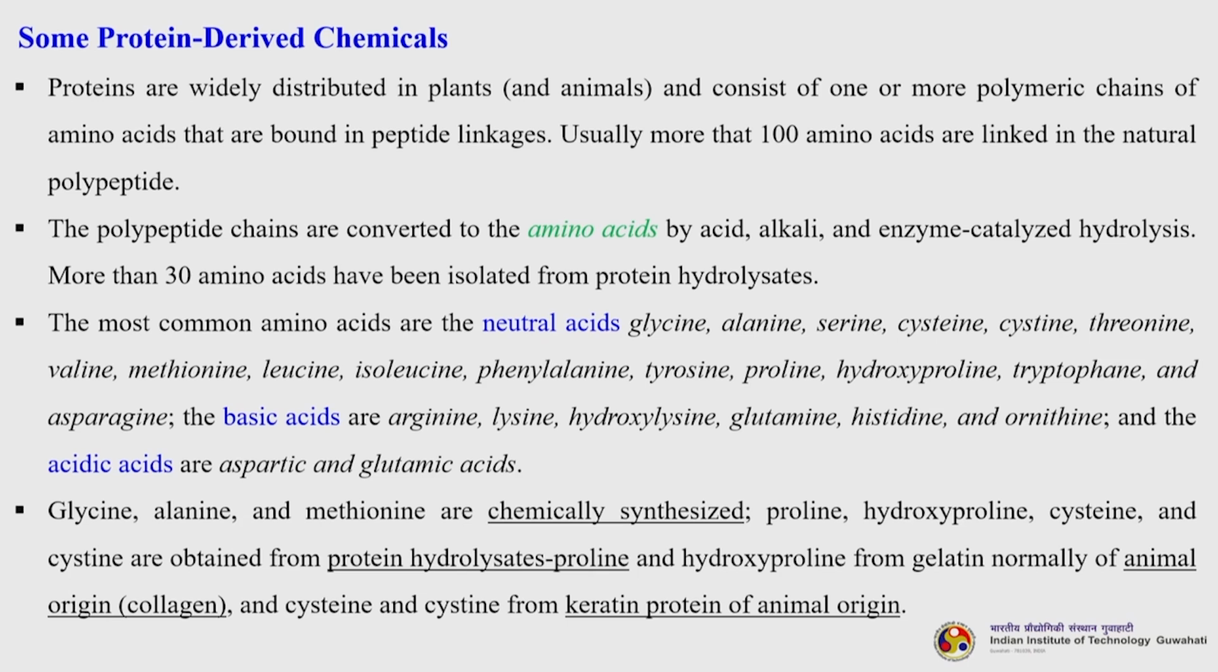The basic amino acids include arginine, lysine, hydroxylysine, glutamine, histidine and ornithine, and the acidic amino acids are aspartic and glutamic acids. Glycine, alanine and methionine are chemically synthesized. Proline, hydroxyproline, cystine and cysteine are obtained from protein hydrolysates. Proline and hydroxyproline come from gelatin, normally of animal origin, basically from collagen, and cystine and cysteine from keratin, a protein of animal origin.